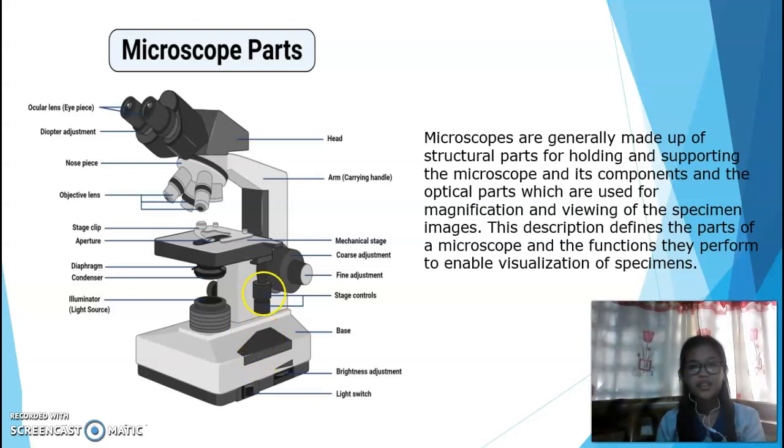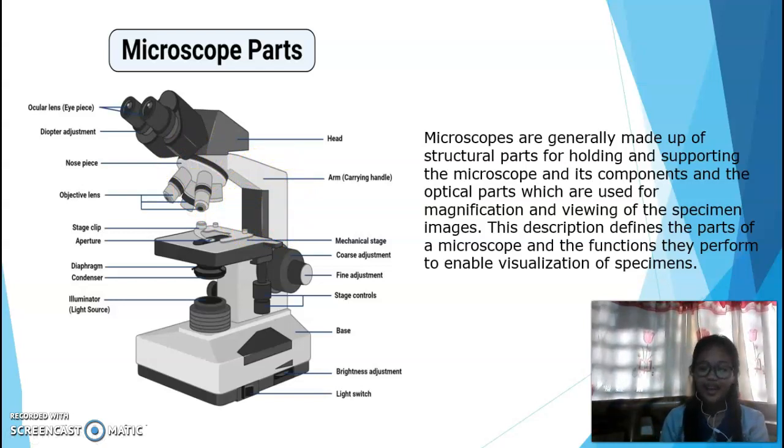The third one is the arm. This is the arm. This is the part connecting the base and the head, the eyepiece tube, to the base of the microscope. It gives support to the head of the microscope and it's also used when carrying the microscope. Some high-quality microscopes have an articulated arm with more than one joint, allowing more movement of the microscope head for better viewing.